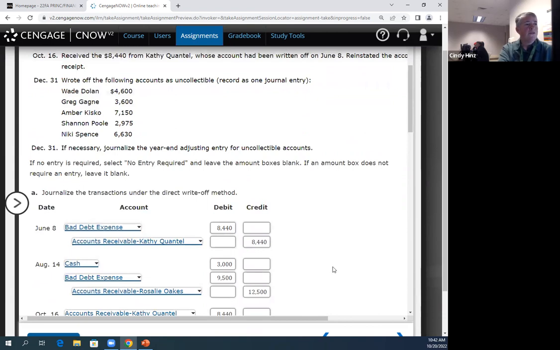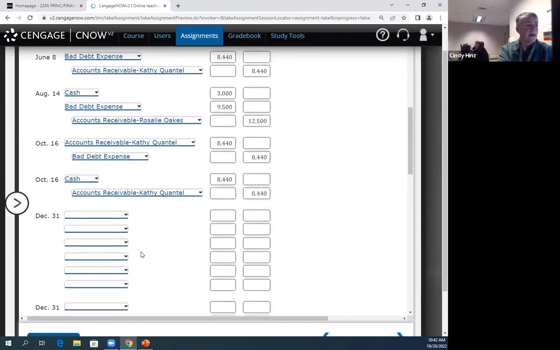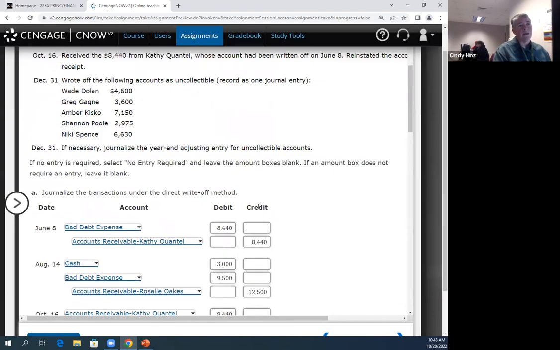Next thing, we wrote off the following accounts as uncollectible. Again, in letter A, we're using the direct write-off method. So the assumption is that we have not reported any expense. We didn't estimate any of this up front. As we write off each one of those accounts, it says to record as 1 journal entry.